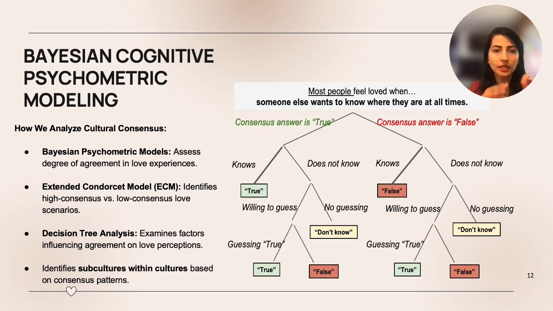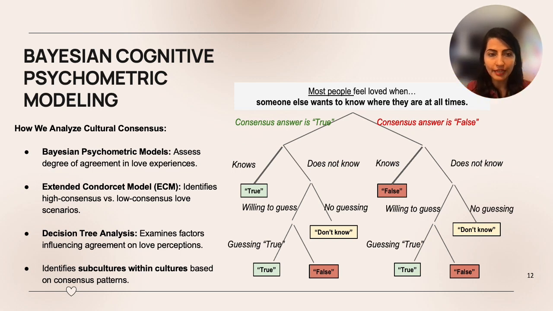We then use the data collected in the quantitative surveys from the larger representative sample, and we model it through Bayesian cognitive psychometric modeling, which is a decision tree model that assesses the degree of agreement in the scenarios presented to the participants. And through this model, we try to identify those items that have high agreement or high consensus within the culture, and those items that have low consensus in that culture.